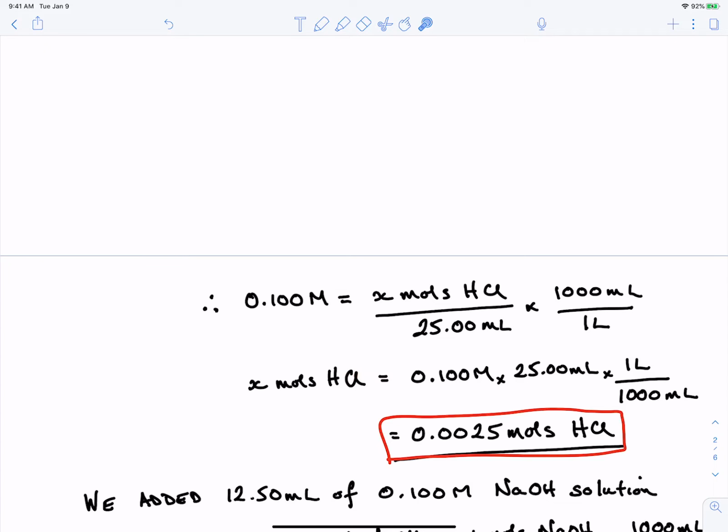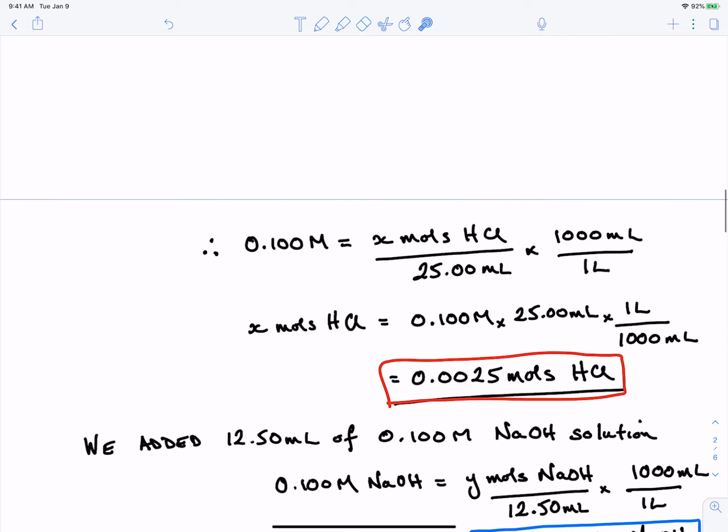So x moles of HCl is going to be equal to 0.1 molar times 25 millilitres times this conversion factor. And I realise I'm going a bit faster here, but this algebra hopefully will work out. And then the moles of HCl that we have are 0.0025 moles of HCl, which is what we have in our flask. And then we add 12.5 millilitres of this 0.1 molar solution of sodium hydroxide.